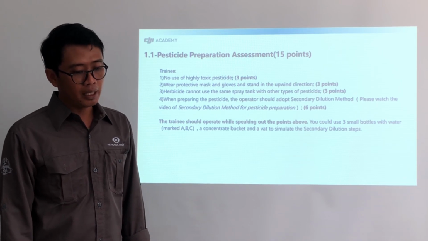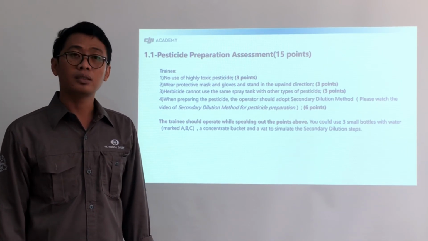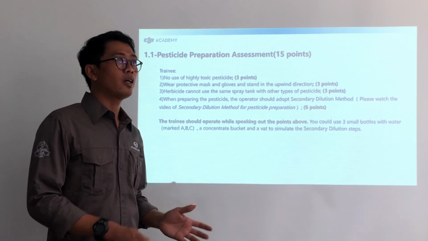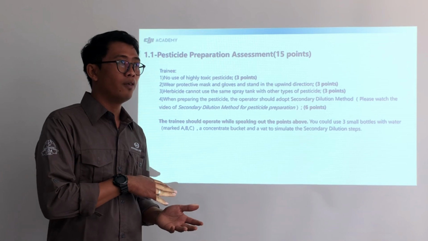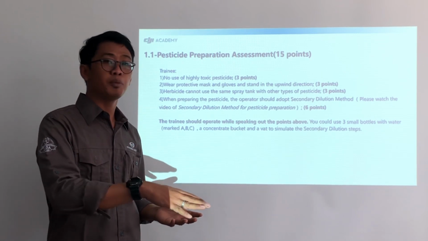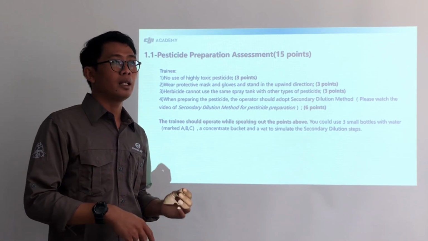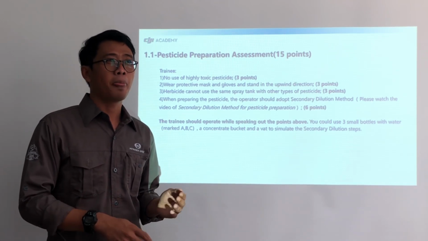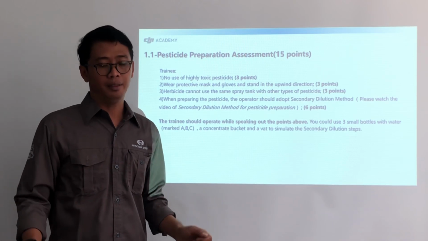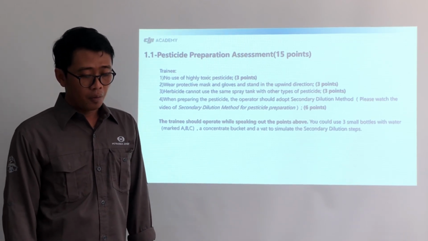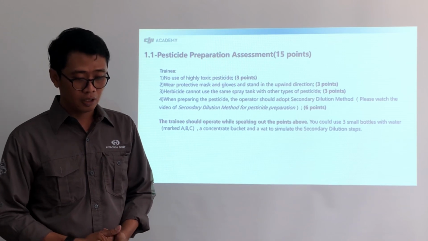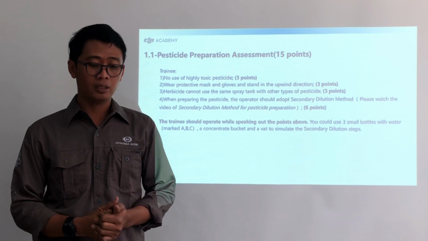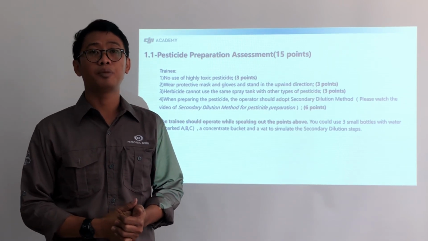And the herbicide cannot use the same spray tank as other types of pesticide. It means when we use the aircraft for spraying herbicide, and later use it for insecticide or pesticide, we must replace the tank. Then when preparing the pesticide, the operator should adopt the secondary dilution method. So please watch the video of the secondary dilution method for pesticide preparation.